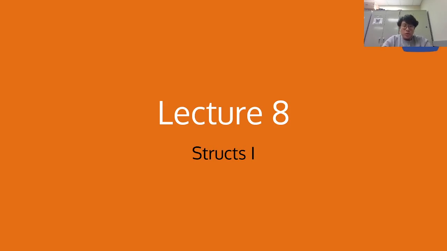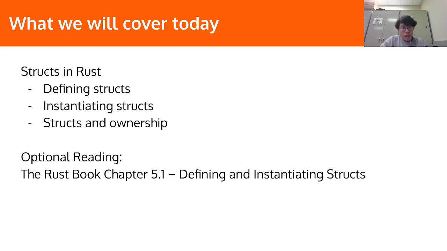Today I'm going to be going through Lecture 8, which is an introduction to structs. What we'll cover today: structs in Rust, how to define them, how to instantiate them, and also some ownership problems related to structs. For today's topic, the reading will be from the Rust book, chapter 5.1, on defining and instantiating structs. This lecture should be quite straightforward and simple, and let's go.